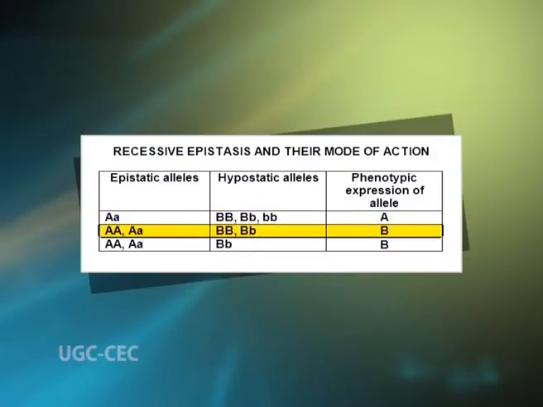And in the second row, the epistatic alleles is capital A capital A, capital A small a. The hypostatic alleles could be capital B capital B, capital B small b. The phenotypic expression of the allele is capital B. And in the third row, you can see the epistatic alleles can be either capital A capital A or capital A small a, and the hypostatic alleles capital B small b. The phenotypic expression of allele is capital B.